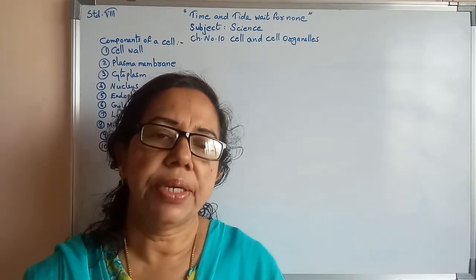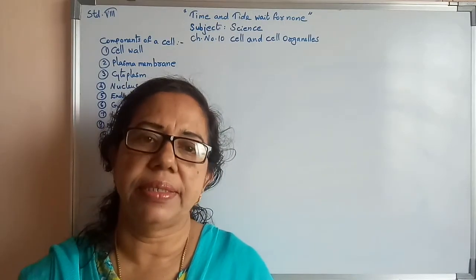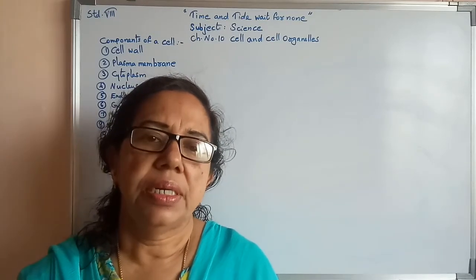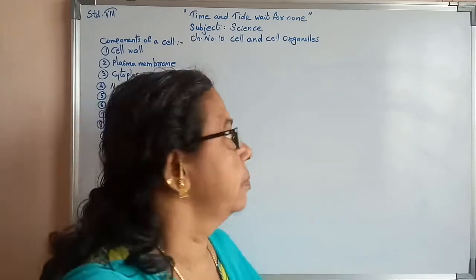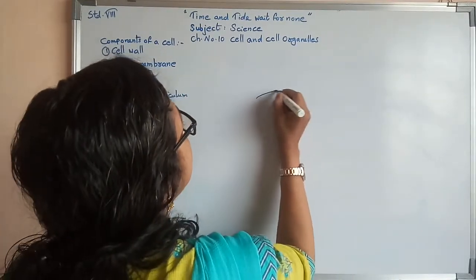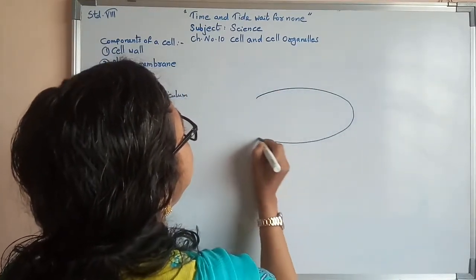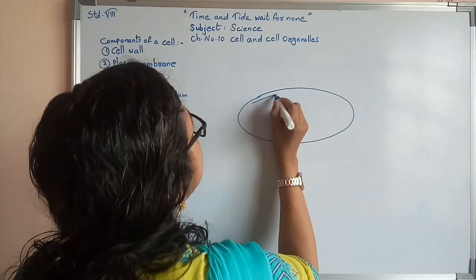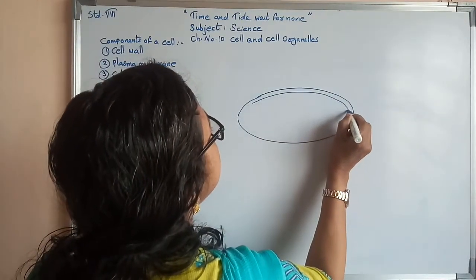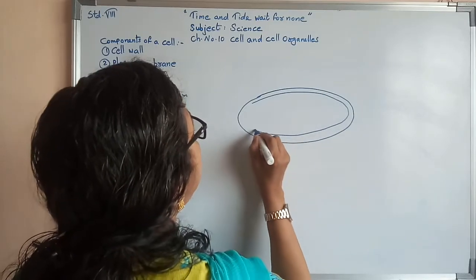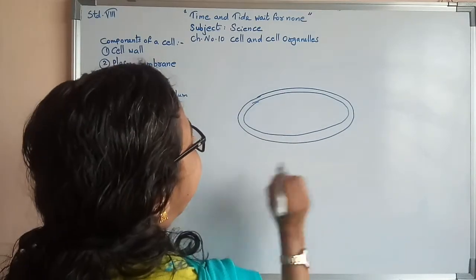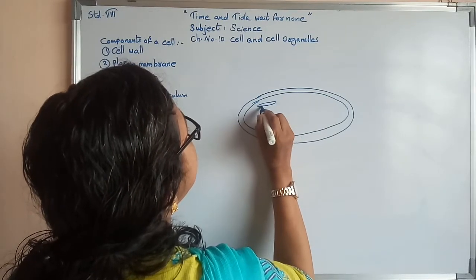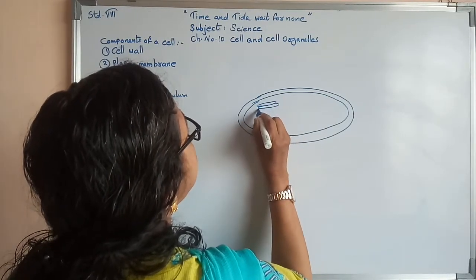Chloroplasts are present only in plant cells. They have a double-walled membrane. They have an oval-like shape. It has two walls. Inside the wall, stacks of thylakoids are present.